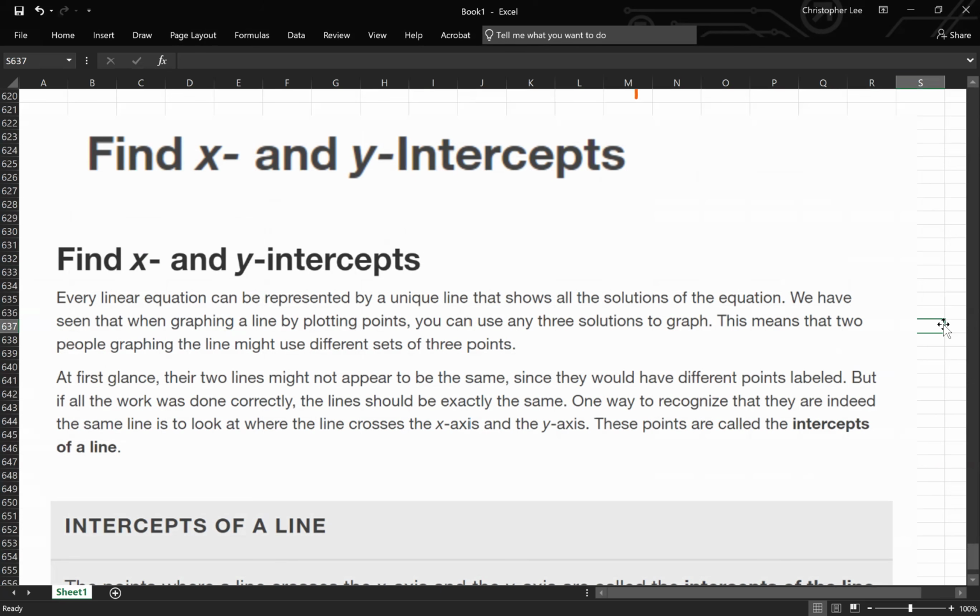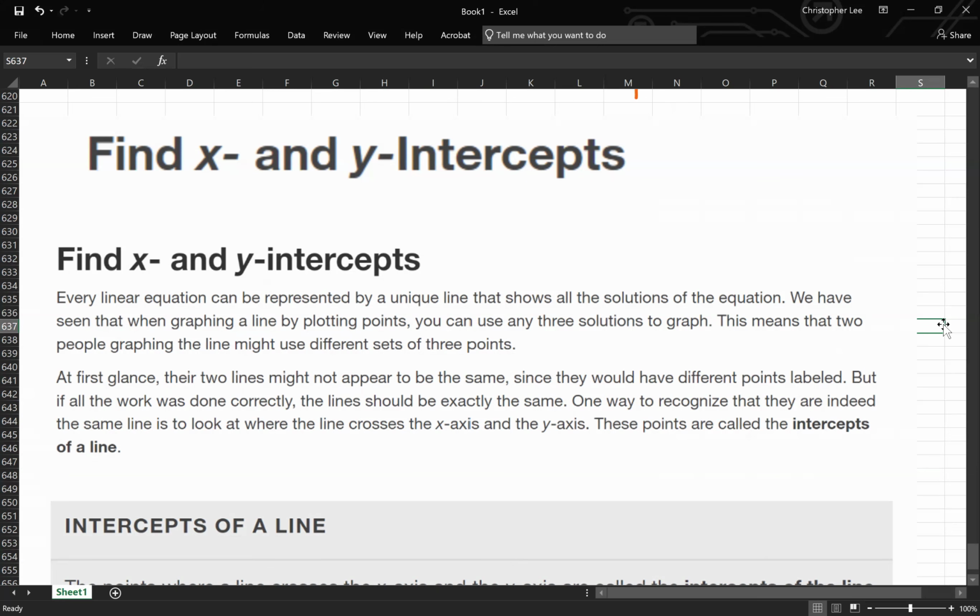So we want to find our x and y intercepts. Every linear equation can be represented by a unique line that shows all the solutions of the equation. We have seen that when graphing a line by plotting points, you can use any three solutions to graph. This means that two people graphing the line might use different sets of three points. At first glance, their two lines might not appear to be the same since they would have different points labeled, but if all the work was done correctly, the lines should be exactly the same.